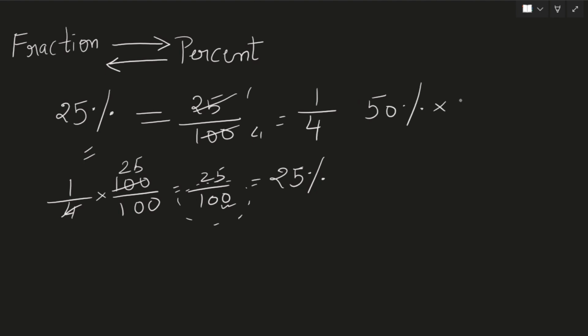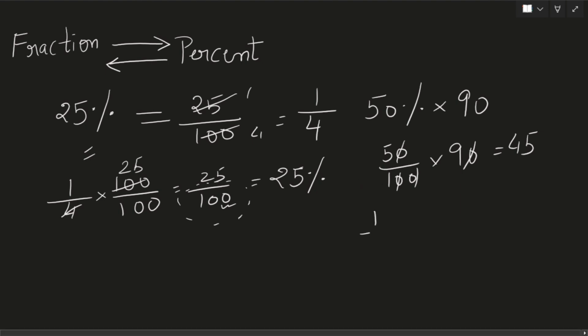Let us take another example. 50% of 90. So here there are two ways to solve it. One is the general way. 50%, you have to write it as 50 by 100 into 90. The zeros cancel out. That becomes 45. This is one way of writing, or you can convert the percentage into fraction beforehand and then solve the question. Here 50% is nothing but 1 by 2 into 90 is 45.